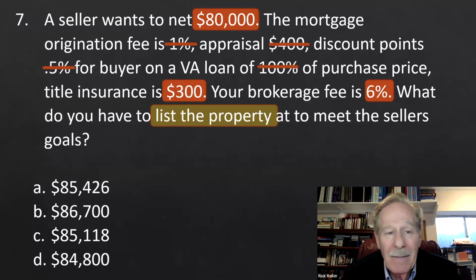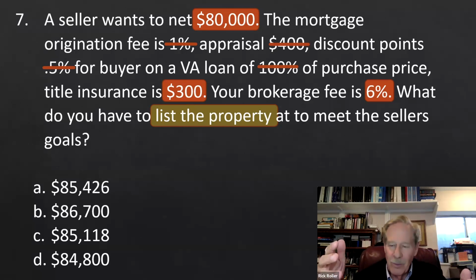And then his loan amount is really irrelevant. Title insurance is $300, and that's the seller's cost, and the brokerage fee is 6%. Okay, so the trick here was separating the buyer's expenses from the seller's expenses. Commission is a seller's expense, and so is the title insurance. But these other things involving the loan and whatnot, that's a buyer's cost. Okay, so what we do now is, we got to do some math.